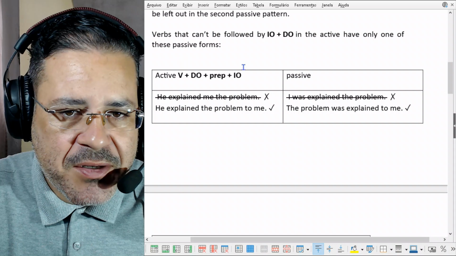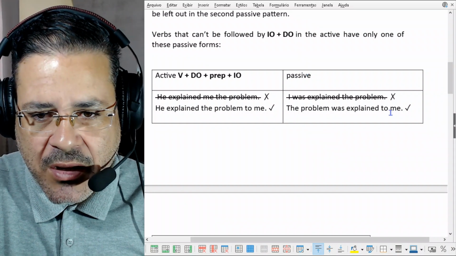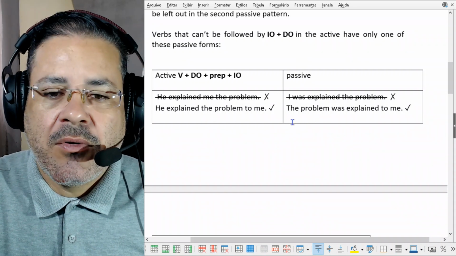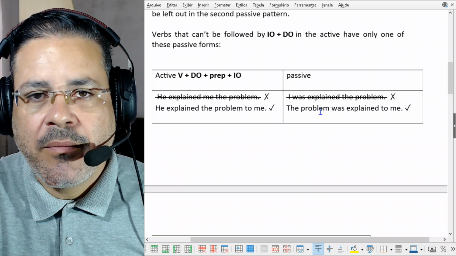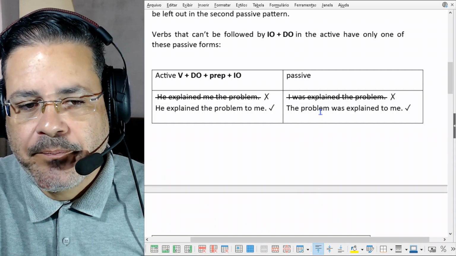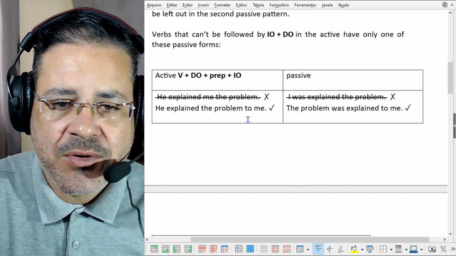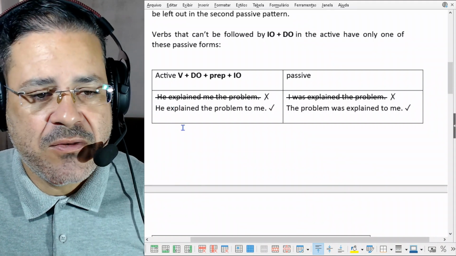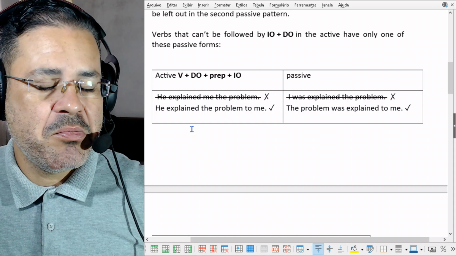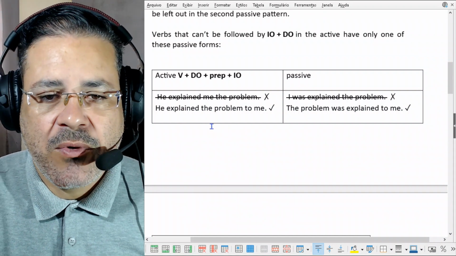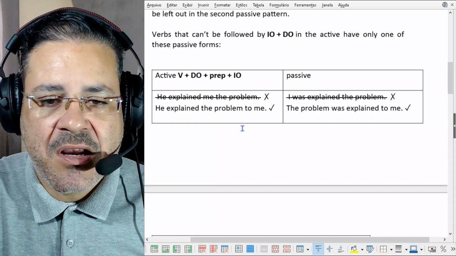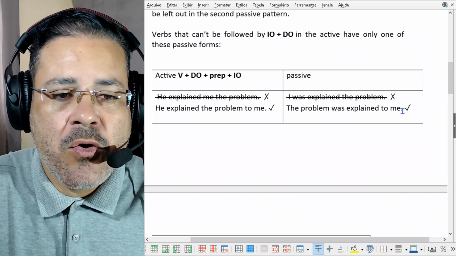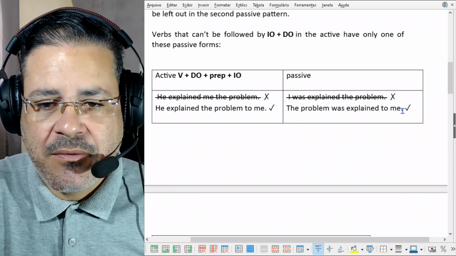So, in a pattern like that, the passive is constructed like this. He explained the problem to me. Explained what? The problem. So, the problem was explained to me. When to use the active or the passive depends on the focus. If you want to focus on the fact that he explained the problem to me, that's okay. But if you want to focus on the thing, you might say the problem was explained to me, and it's unnecessary to say who did the action of explaining.